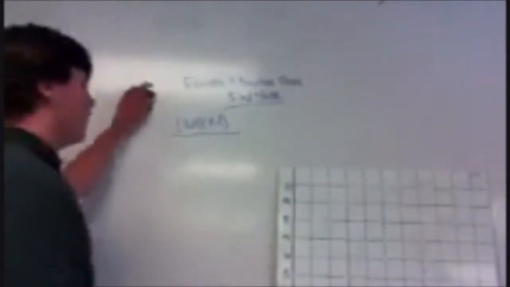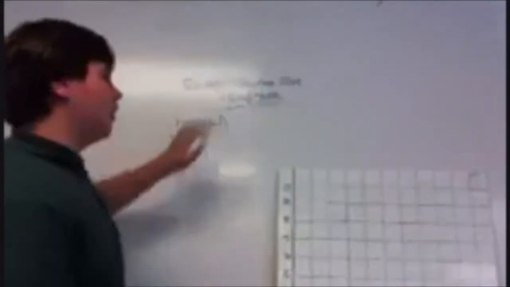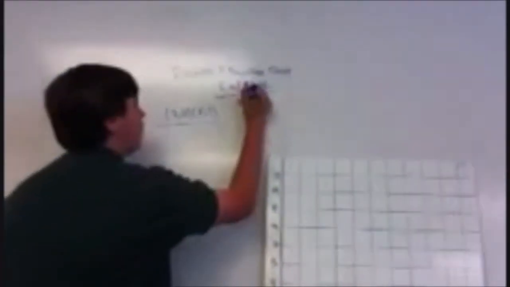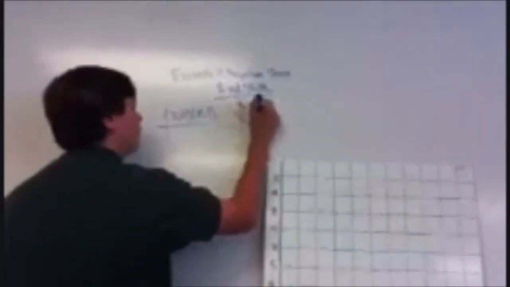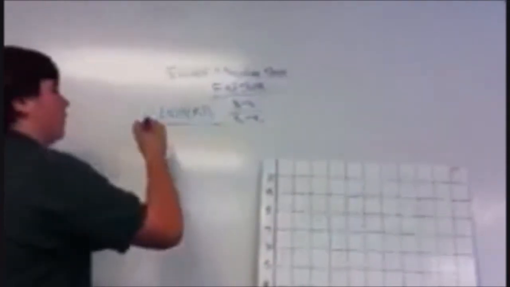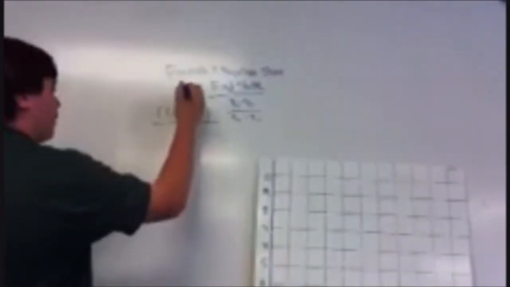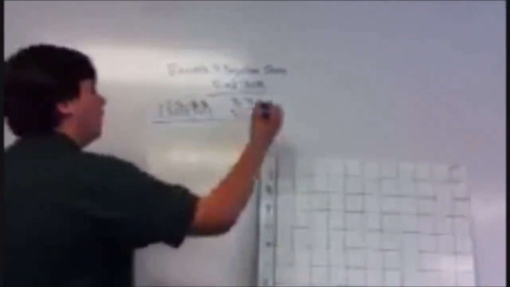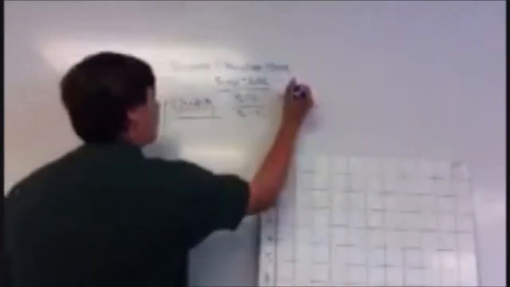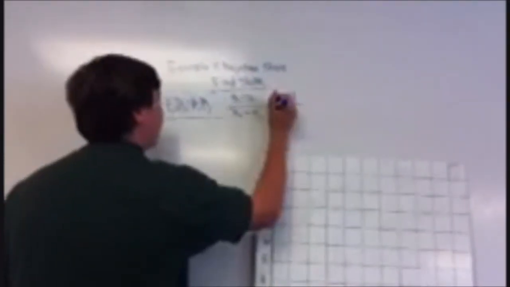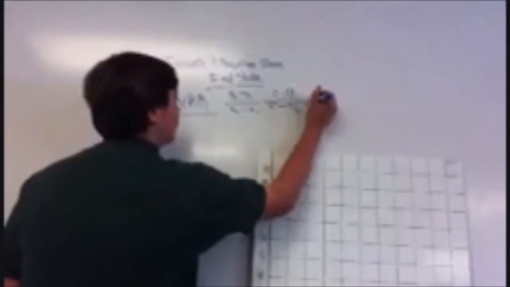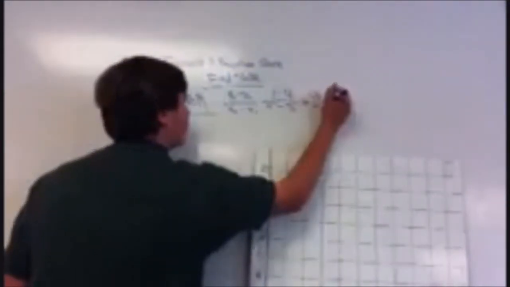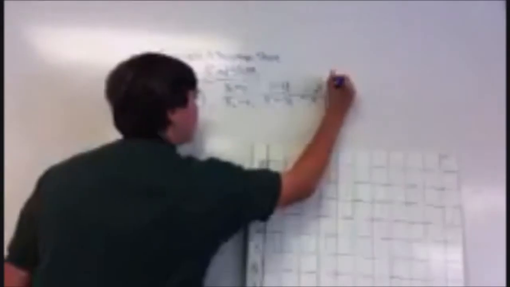Okay, so in example 4, again we need to find the slope, but this time we're going to have a negative slope. So the line will be going this way. So again, to find the slope, y2 minus y1 all over x2 minus x1. And now plug in the ordered pairs, x1, y1, x2, y2. 1 minus 4 all over 5 minus 2, which is going to equal negative 3 over 3 equals negative 1. So now you have your slope.